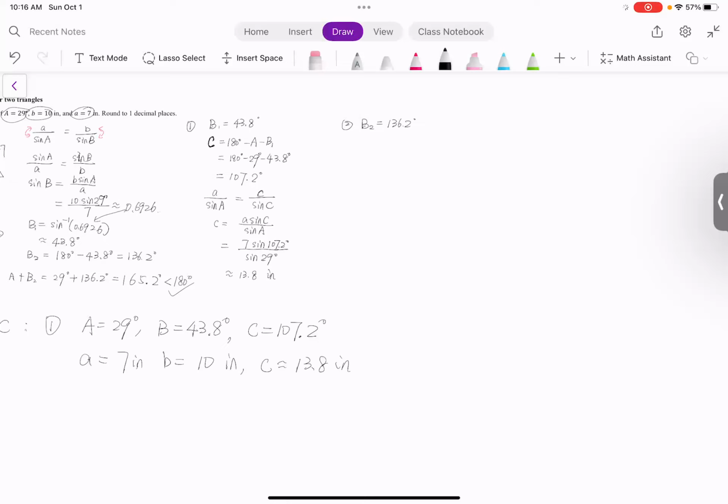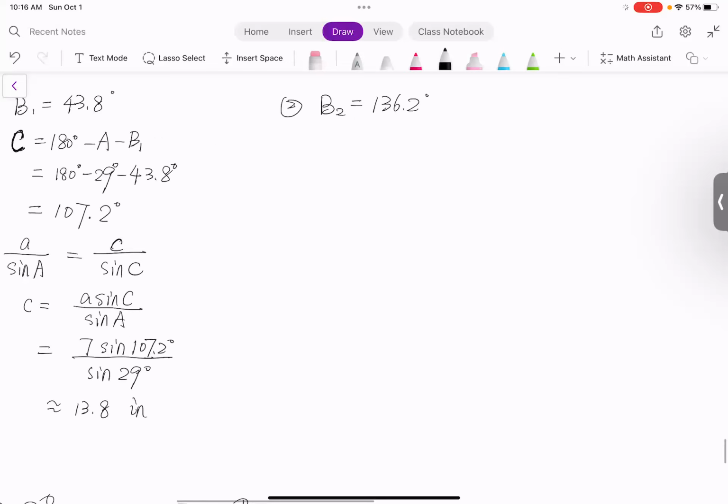All right, let's see the second case. So I have B sub 2. I can find the angle C. Angle C is 180 minus A minus B sub 2, which is 180 minus 29 degrees minus 136.2 degrees. By the computation, doing the subtraction, my C equals 14.8 degrees.